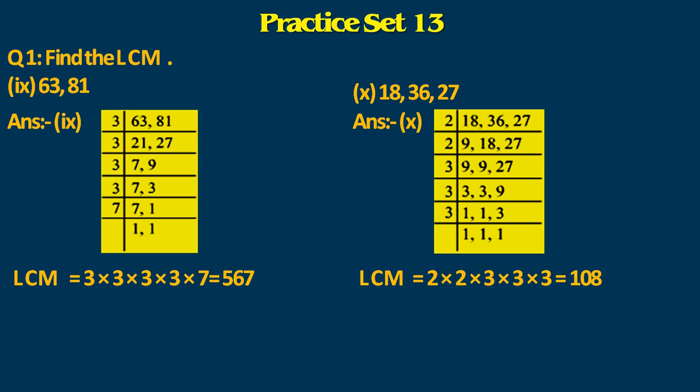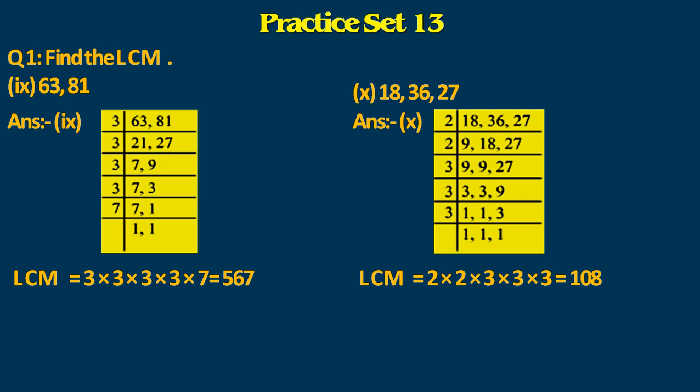The next sum: 18, 36, 27. Now for 18 and 36, 2 is common, so we begin with 2. 2 9s are 18. 2 18s are 36. 27 will be taken down. Next line you see 9, 18, 27. 2 9s are 18. 9 and 27 will be taken down. Then 3 3s are 9 and 3 9s are 27.